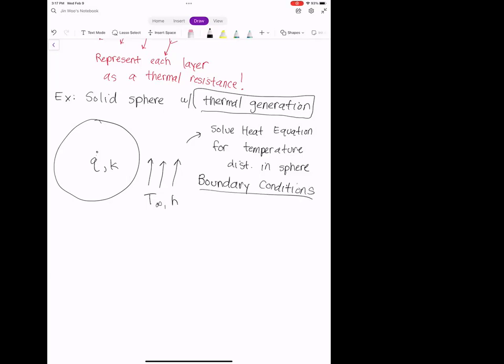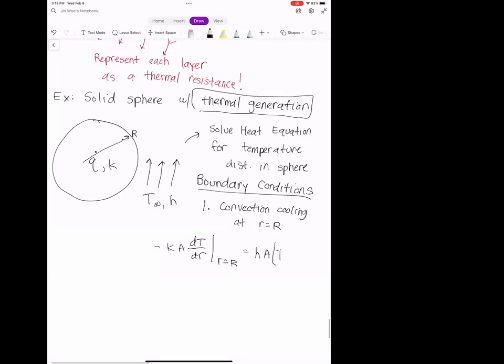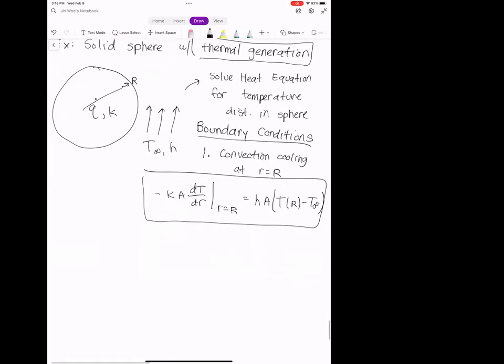The first boundary condition you can take directly off the diagram. We have convection cooling on the outside. So let me assume the radius of the sphere is big R. At little r equal to big R, what we have is minus k A dT/dr at r equals big R, and this is equal to h times A times (T at big R minus T infinity). So that's just a convection type boundary condition. It's a little bit of a hassle to plug into, but once you have the temperature distribution, you just go ahead and plug in.